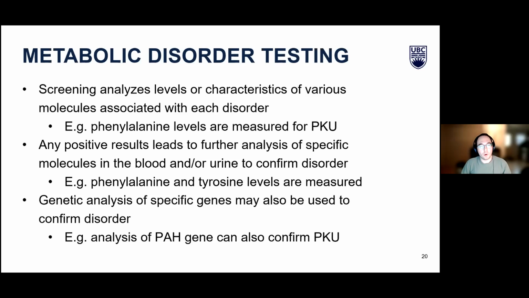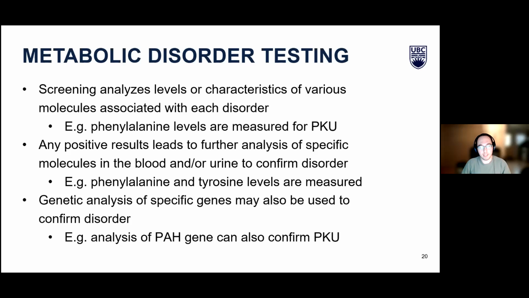So how do we test for the metabolic disorders? Well, when we're analyzing the blood that we got from the heel prick, we're essentially going to be analyzing either certain levels or characteristics of various molecules that are associated with each of the different disorders. So for example, when we're screening for PKU, we're going to be analyzing the phenylalanine levels in the blood. So that will be for screening, and then any positive results that we get from the screening will lead to further analysis of specific molecules in the blood or the urine or both to confirm the disorder. So this would be the diagnostic testing part of it.